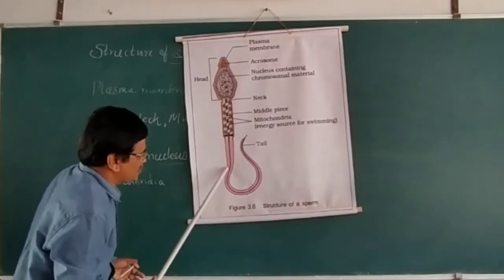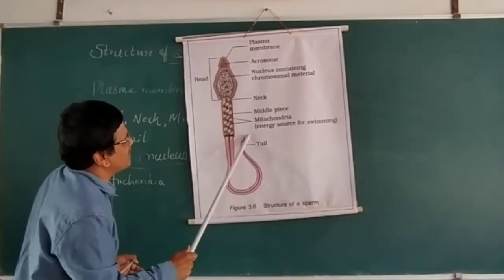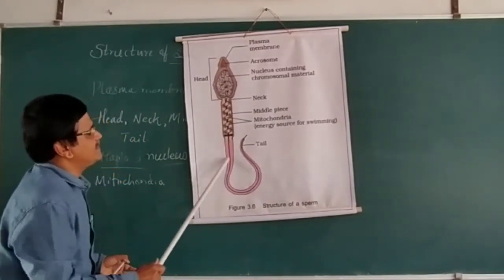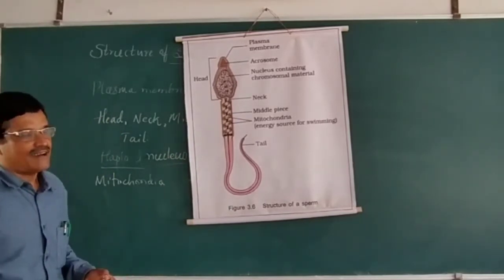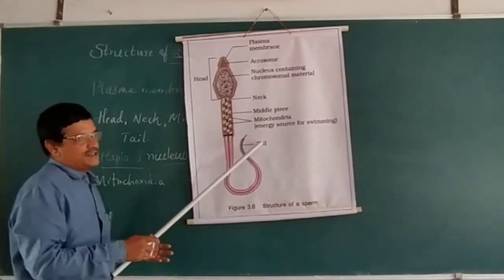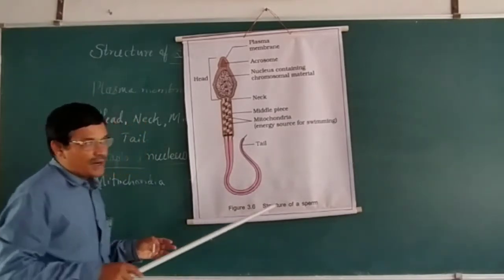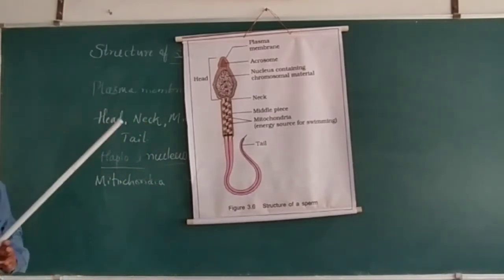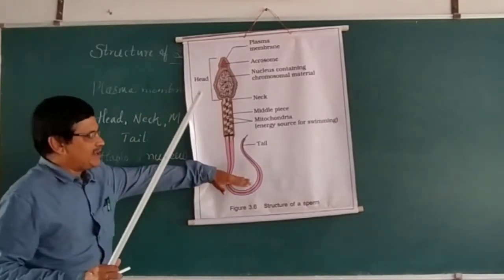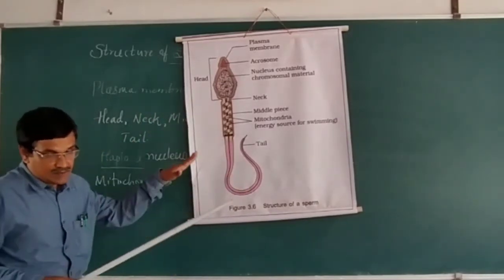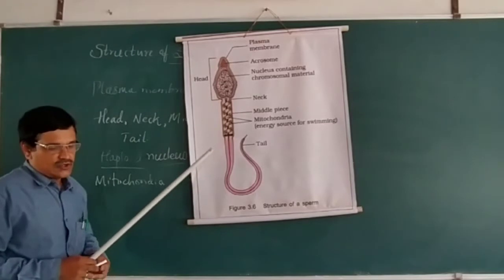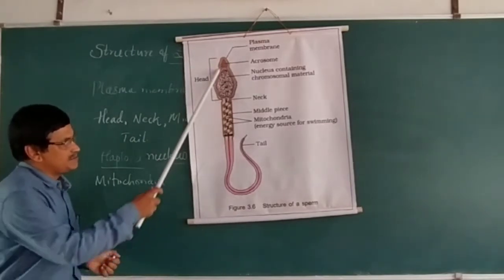The last portion is the tail, which is elongated. This tail is also helpful in movement. It helps in the motility of the sperm. So this is about the structure of sperm.